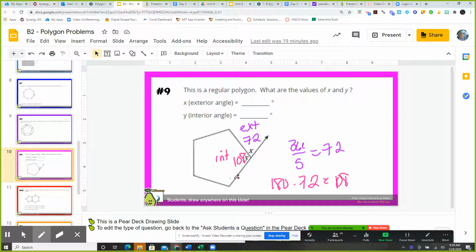Okay, so we've got interior and exterior angles. Exterior angles, always 360 divided by the number of sides gives you the angle, or 360 divided by the size of the angle gives you the number of sides. The interior and the exterior always equal 180.